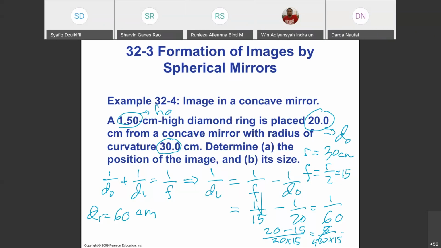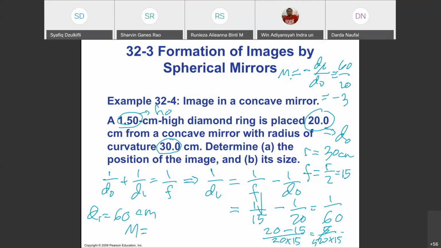Okay, that's A. And then the size of the image, which is HI. But first we must find the magnification. Magnification just now equals minus DI over DO. DI is 60, over DO is 20. So minus 3 magnification. So the image is 3 times larger than the object.